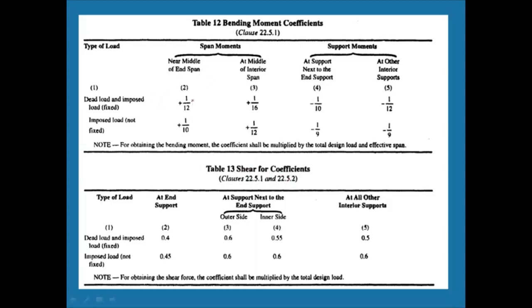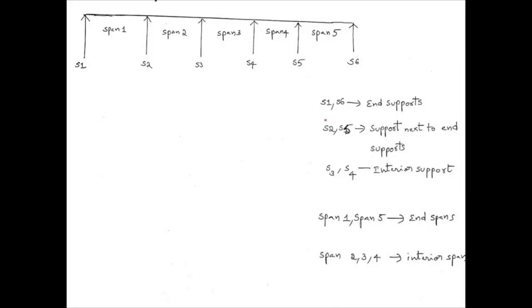Now, whatever the coefficients given here, if you multiply them with the total design load and effective span, that means W, let us say capital W, is the total design load and effective span is L, so if you multiply this coefficient with W into L, then you will get the bending moment at that point. Now let us see how to determine these bending moments for a given continuous beam.